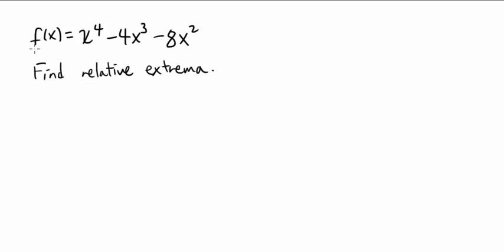We have a function given to us, f of x equals x to the 4th minus 4x cubed minus 8x squared, and we are asked to find relative extrema. Now you can apply the first derivative test, but in this video I'm going to show you how to apply the second derivative test to find the extrema.